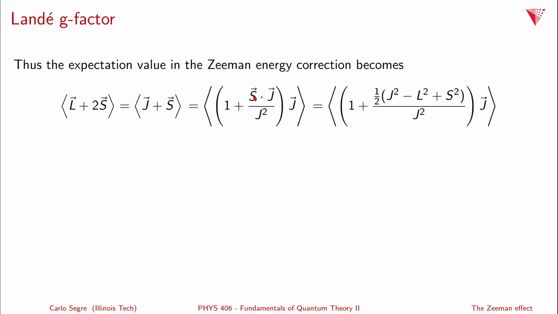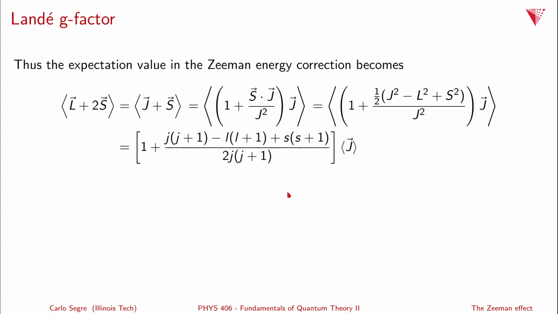Now we can rewrite s dot j in terms of the quantum numbers. So it becomes 1 plus 1/2, I took the h bar squared out, j squared plus s squared minus L squared, because j squared has an h bar squared to it too. When I write that all out, I get 1 plus j(j plus 1) minus L(L plus 1) plus S(S plus 1) on the numerator, and in the denominator you have 2 times j(j plus 1). The h bar squareds cancel in both cases, and this is multiplying the expectation value of j.